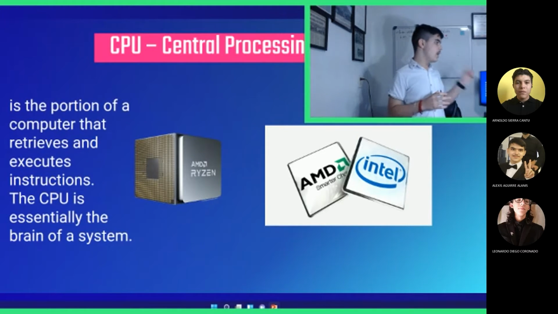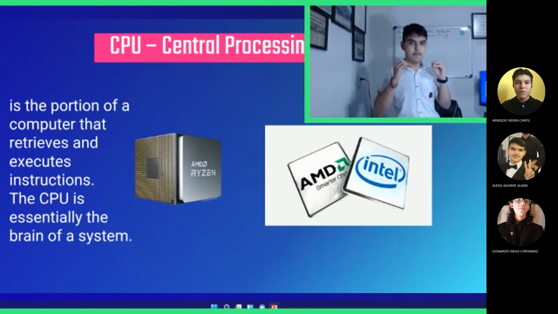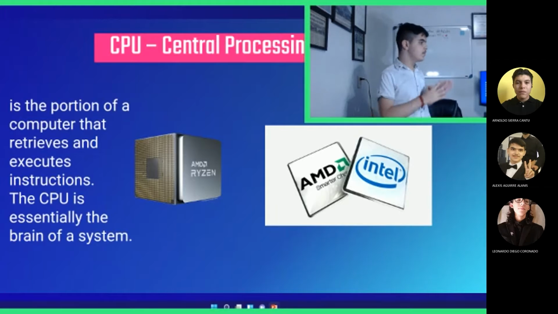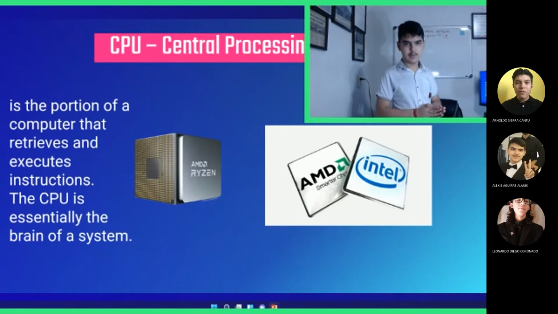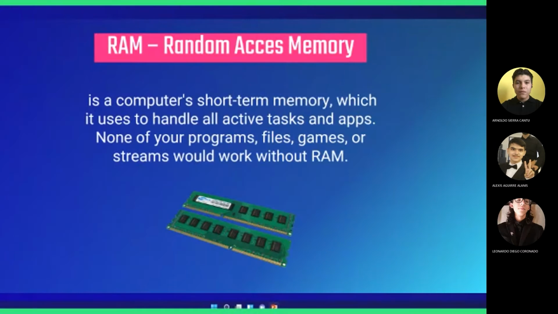There are very good processors nowadays that in the past I didn't believe in, but now I believe. We can see here the two dominants: AMD, again Advanced Micro Devices, and Intel. Intel is literally the name of the company, while AMD stands for Advanced Micro Devices. Those companies are the dominants in this market. Now, the next slide.